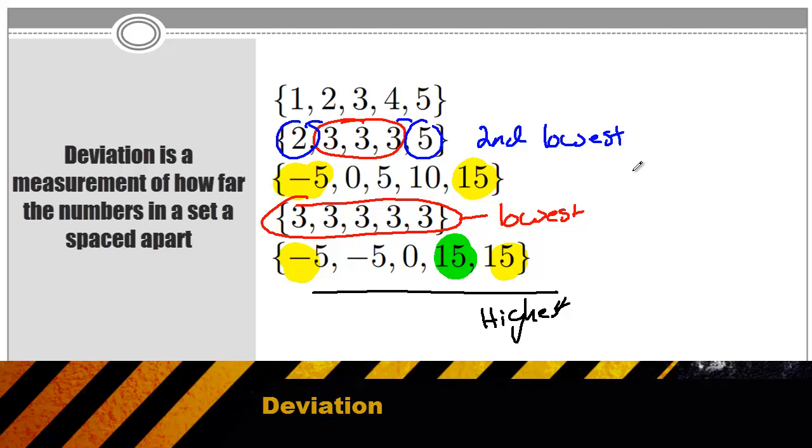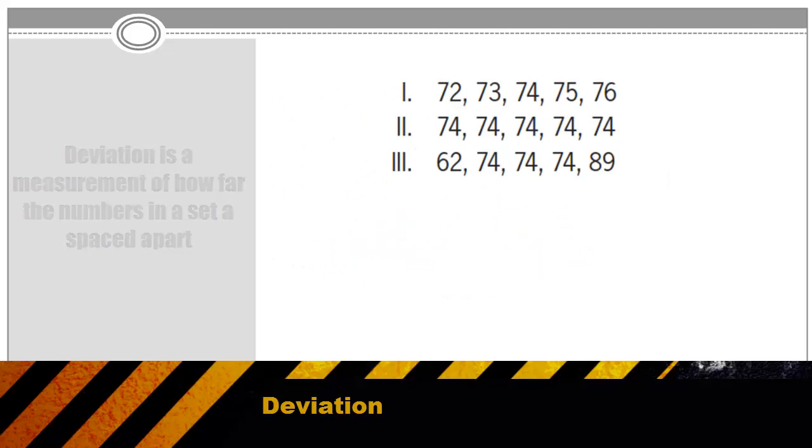So simply put, if numbers are grouped together, such as 1, 2, 3, 3, 4, 5, they're probably going to have a low deviation. And if numbers are far apart, like -5 and 0 and 10 and 15, they will have a higher deviation. There is an equation out there to calculate the actual deviation, but most likely you'll never have to use it.